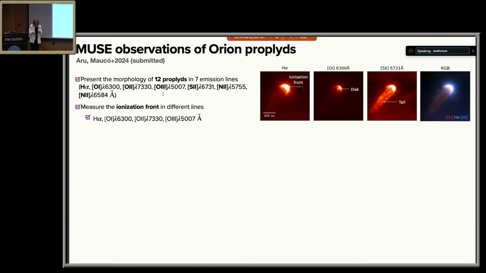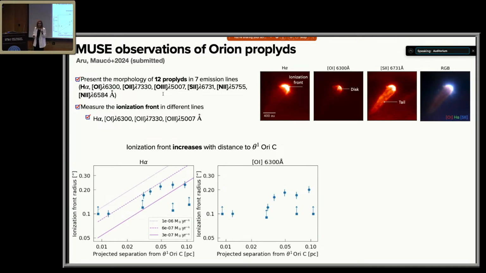And what we found is, well, first of all, we proved through this study that we can actually estimate these ionization front sizes for the proplyds in different emission lines. And what we see here is that if we compare the ionization front radius as a function of projected separation from the massive stars, this actually increases, just as expected from photoevaporation models.